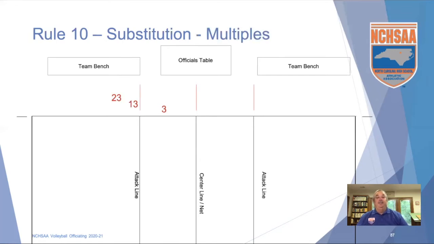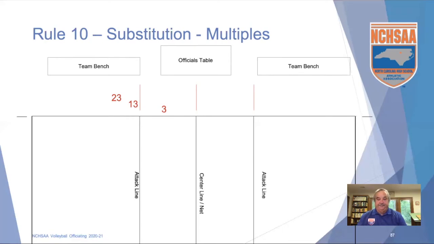Okay. If there are multiple players on the same team that are going to substitute during that same dead ball period, only one can be in the sub zone at once. So in this case, you see 3 is in the substitution zone. 13 and 23 are both in the libero replacement zone, so they're beyond the attack line and away from the center line. And so once 3 is substituted, 13 will step in and substitute, and then 23 steps in and substitutes.